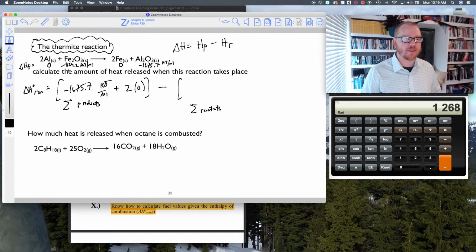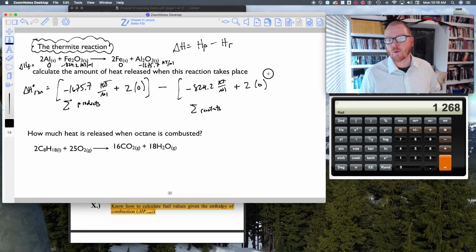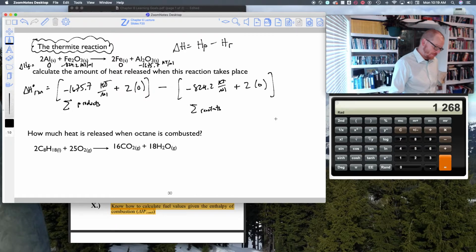So now I've got the iron oxide, that's negative 824.2 kilojoules per mole, and there's only one of them, so I don't need to worry about that coefficient. And then plus for the sum, 2 aluminums, and then of course it's times 0, but we're just writing that there to be complete. Okay.